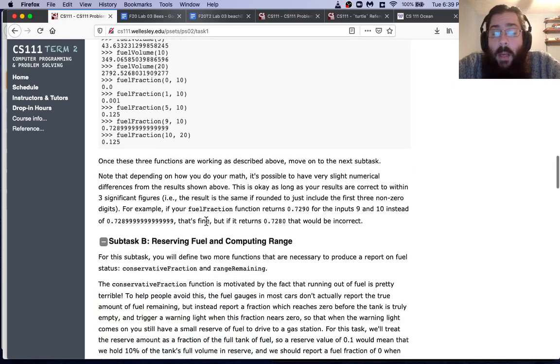Okay, another note here: your outputs do not have to match the example outputs precisely down to the last digit. There's some imprecision in the way that floating point numbers are handled that we've talked about. As long as you match to within 3 significant figures, so within the first 3 non-zero digits, your answer will be counted as correct.